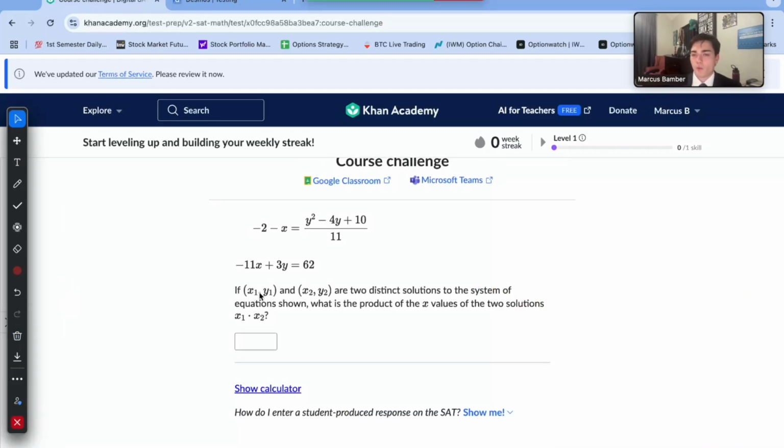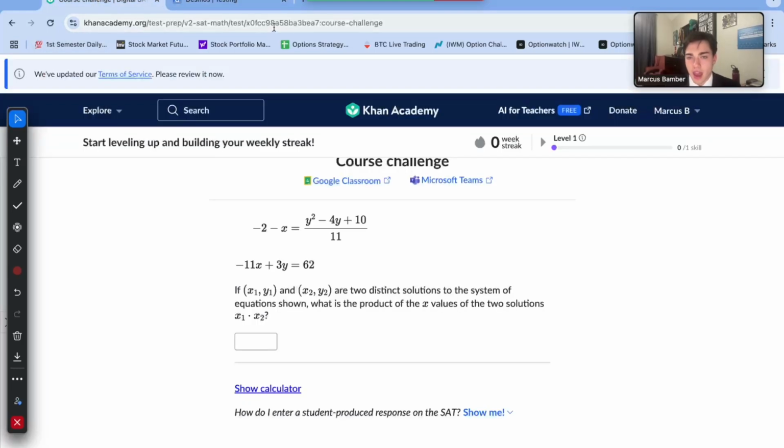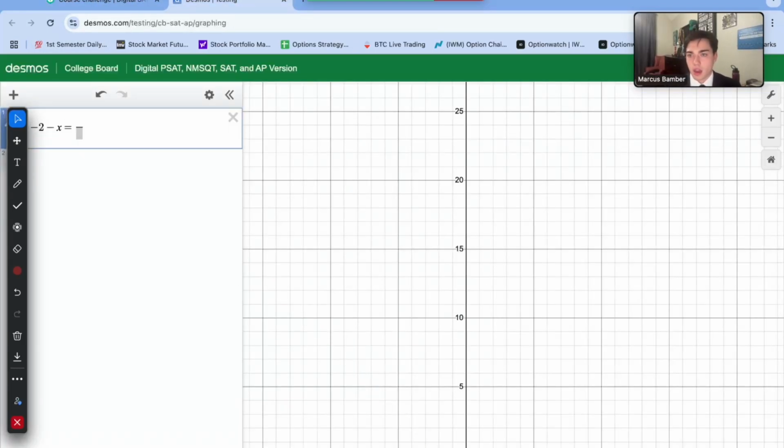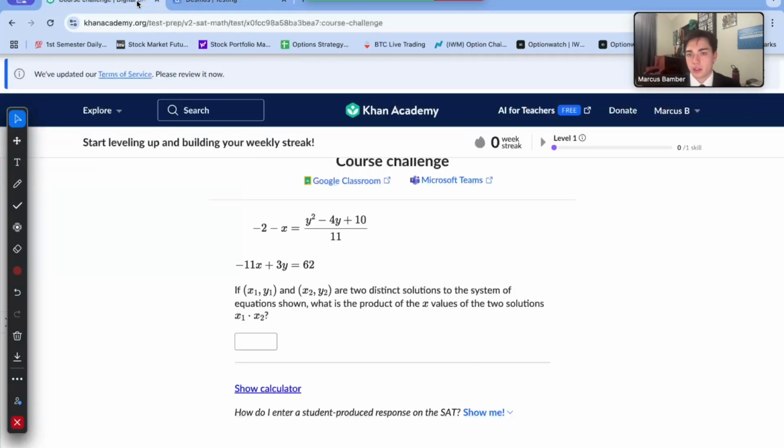If (x1, y1) and (x2, y2) are two distinct solutions to the system of equations as shown, what is the product of the x values of the two solutions, x1 times x2? When in doubt, substitute into Desmos. So that's what we're going to do here. First equation is negative 2 minus x equal to y squared minus 4y plus 10 over 11. So that's one of our equations. Our second one is negative 11x plus 3y equal to 62.